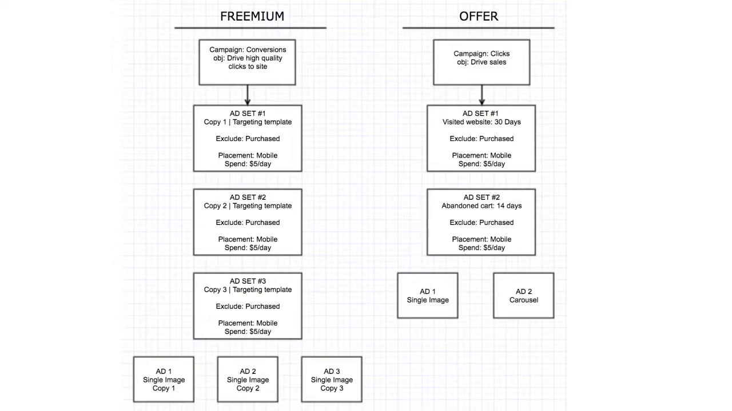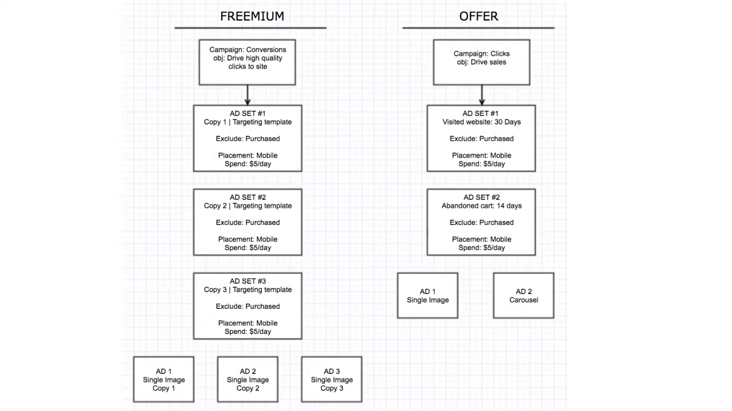So freemium is on the left, and then if we move over to the right, for your offer, our campaign objective is going to be a little bit different. We're going to be using clicks. Now, we don't need Facebook's giant algorithm to figure out who to target and who not to target, because anyone that is getting these sets of ads is already going to be our warm market, quote unquote, because they've opted in for our freemium. So we're only going to be targeting people who have opted in for our freemium.